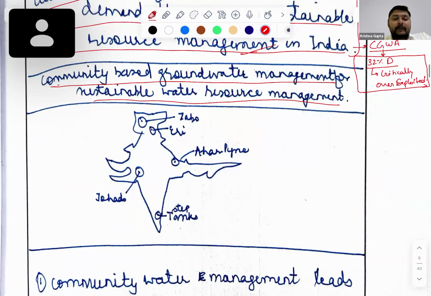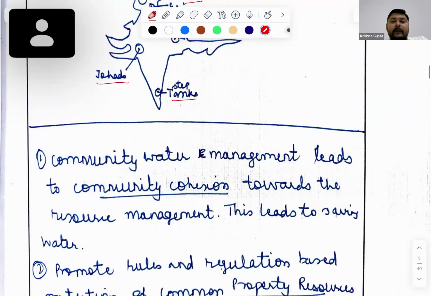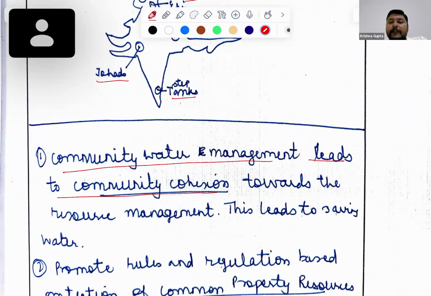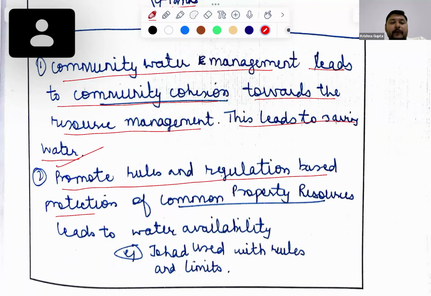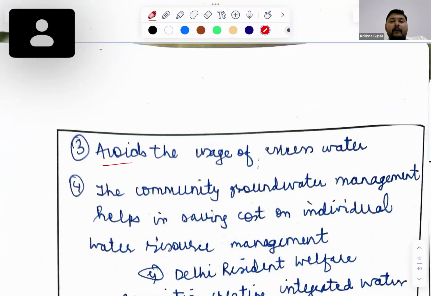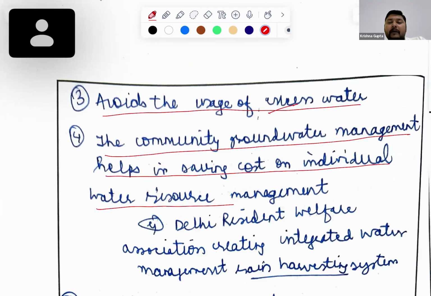Okay, so here we are talking about certain regions: step tanks, Harpine, Eri, Zabu. Community water management leads to community cohesion towards resource management. This leads to saving water. Then promoting rules and regulations based protection of common property resources leads to water availability. Johad used with rules and limits avoids the usage of excess water. The community groundwater management helps in saving costs on individual water resource management.